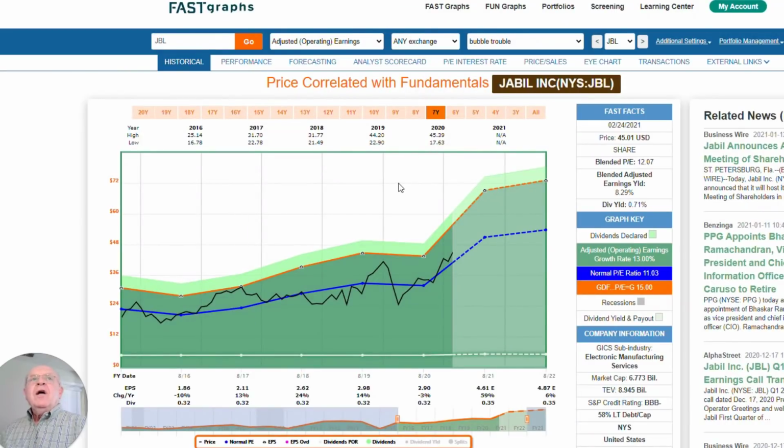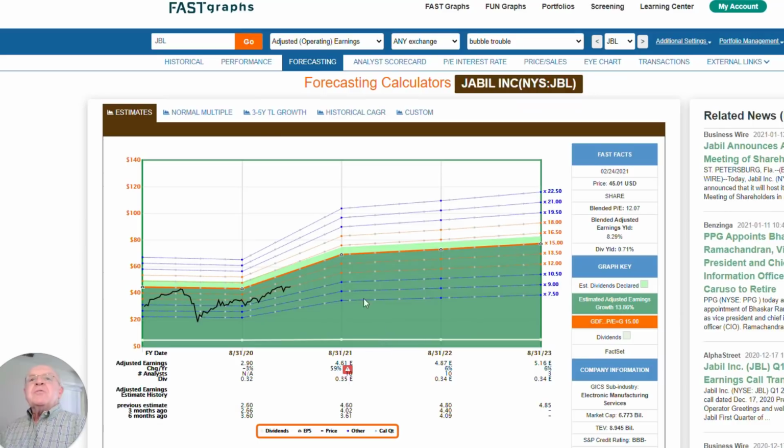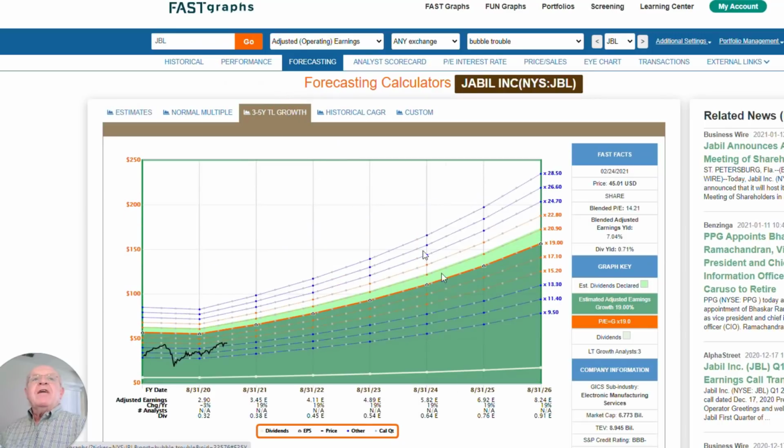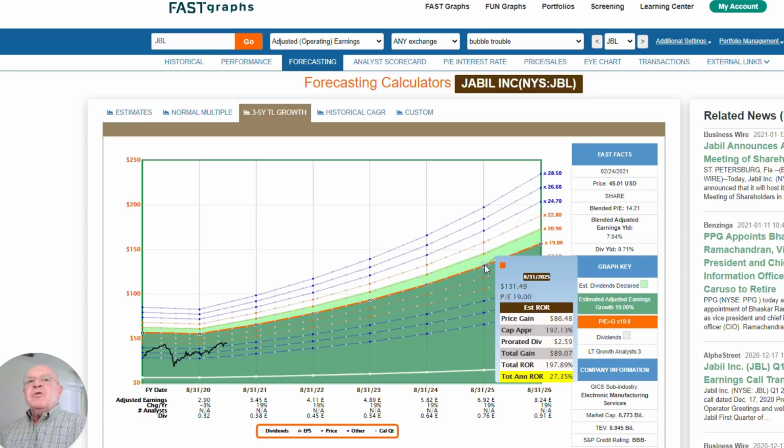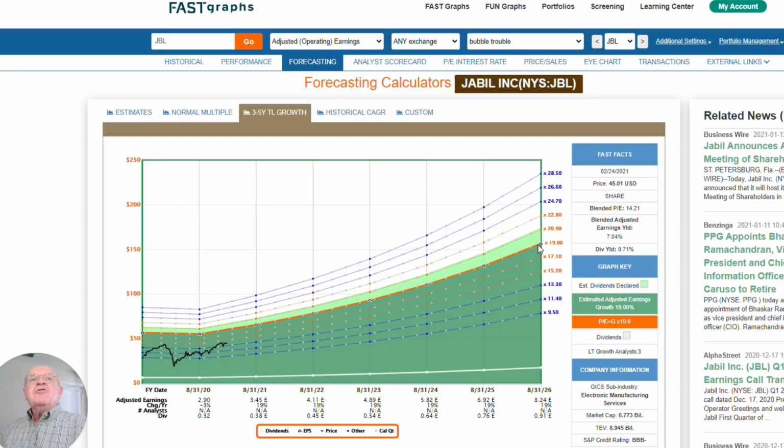Here's Jabil. Jabil is a St. Petersburg, Florida company right in my backyard. It's going to have 59% expected earnings growth this year. It's expected to have an average of about 13.8% over the next 2 or 3 years. And the 3 to 5 year trendline growth is 19%. That's phenomenal growth. Now I've only got a $6.7 billion market cap, and I've got a chance to make some significant rates of return on this stock if it trades at its growth rate PE of 19.